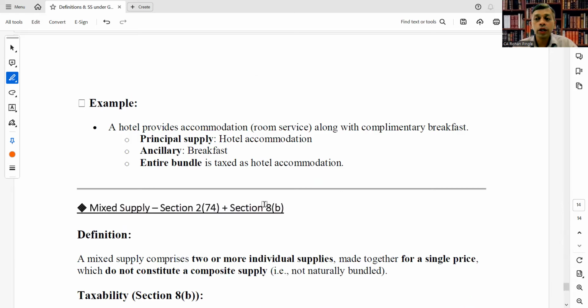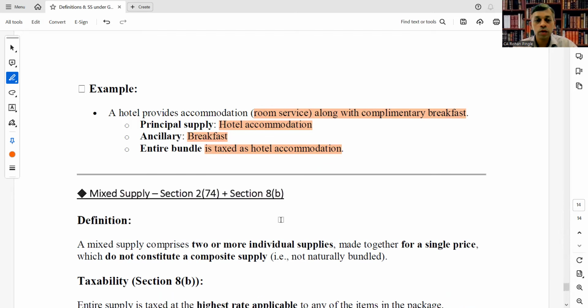Example: a hotel provides accommodation, that is room service, along with complimentary breakfast. The principal supply is what? Hotel accommodation. The ancillary supply is what? Breakfast. It is a naturally bundled supply, so the entire bundle is taxed as hotel accommodation service.